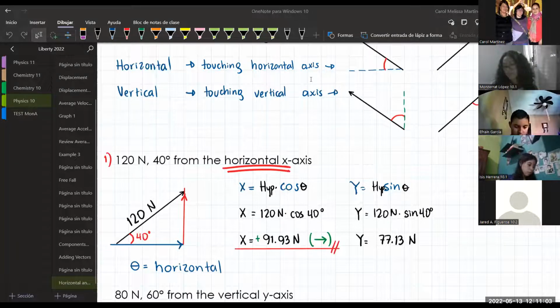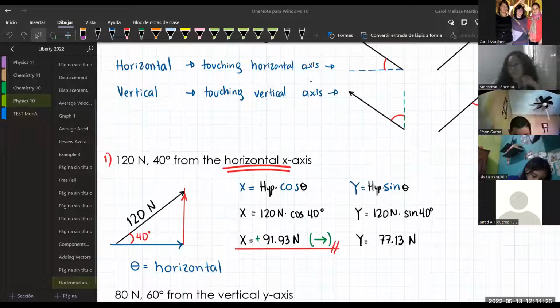I got 77.13. Okay, is this going up or down? Up. It's going up, therefore it's positive.